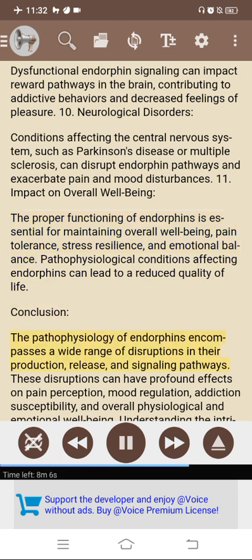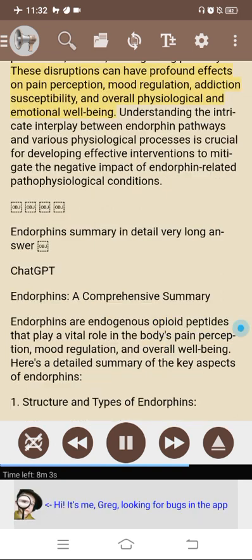Conclusion. The pathophysiology of endorphins encompasses a wide range of disruptions in their production, release, and signaling pathways. These disruptions can have profound effects on pain perception, mood regulation, addiction susceptibility, and overall physiological and emotional well-being. Understanding the intricate interplay between endorphin pathways and various physiological processes is crucial for developing effective interventions to mitigate the negative impact of endorphin-related pathophysiological conditions.